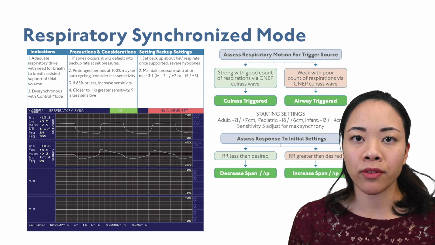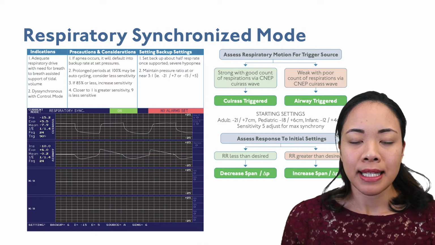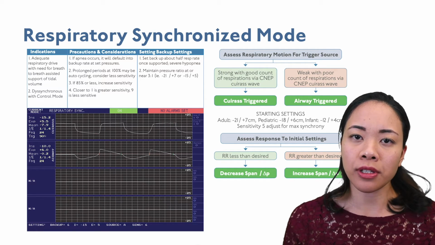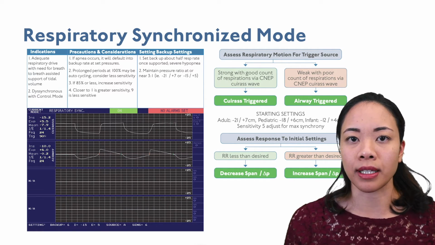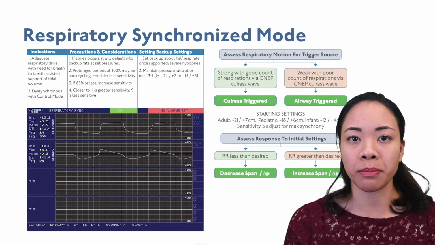The minimum backup rate is 6 per minute, and the maximum backup rate is 60 per minute. Set the backup rate to half of what the patient is breathing after settling on support, usually as a safety net for apnea or hypoventilation. The shallower the patient's breathing, the more sensitive the trigger should be to capture their respiratory effort.